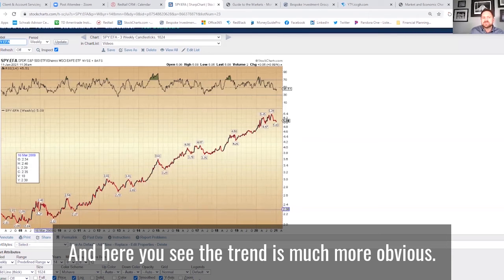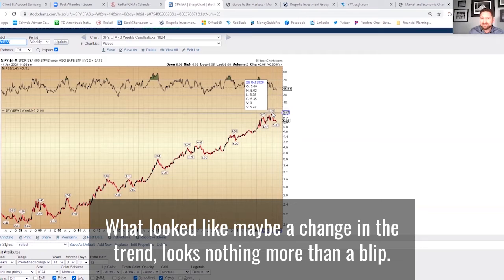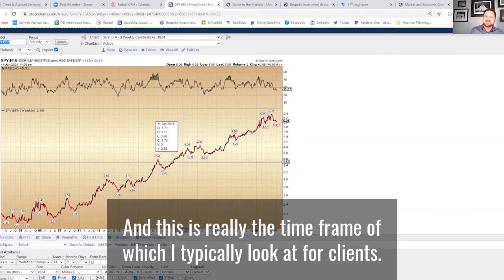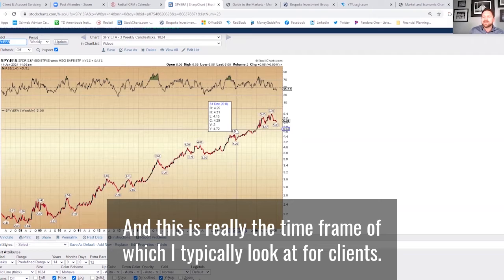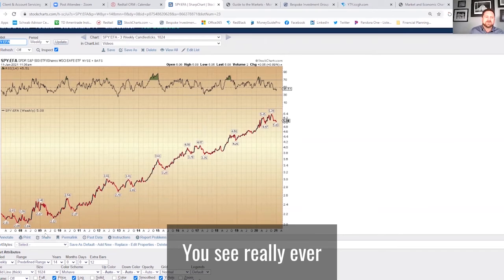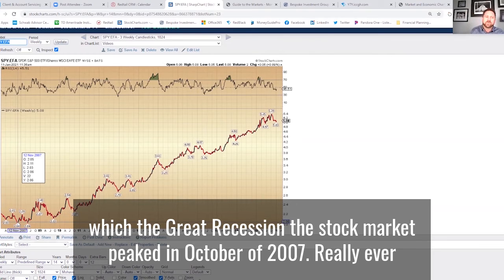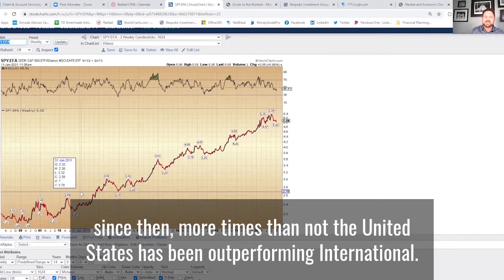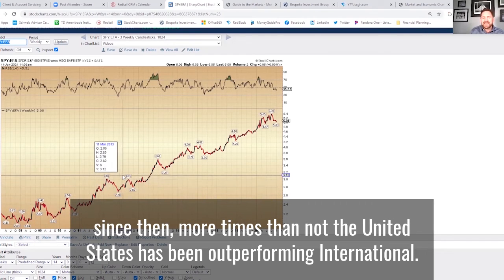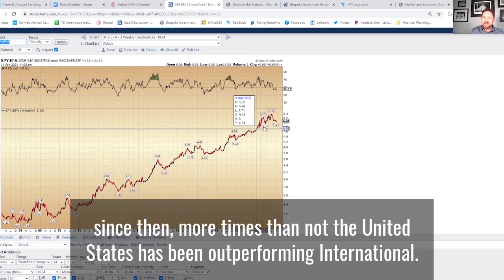And here you see the trend is much more obvious. What looked like maybe a change in the trend looks like nothing more than a blip. And this is really the time frame I typically look at for clients. So again, ever since the previous recession, what we now call the Great Recession, began, when the stock market peaked in October of 2007, more times than not, the United States has been outperforming international.